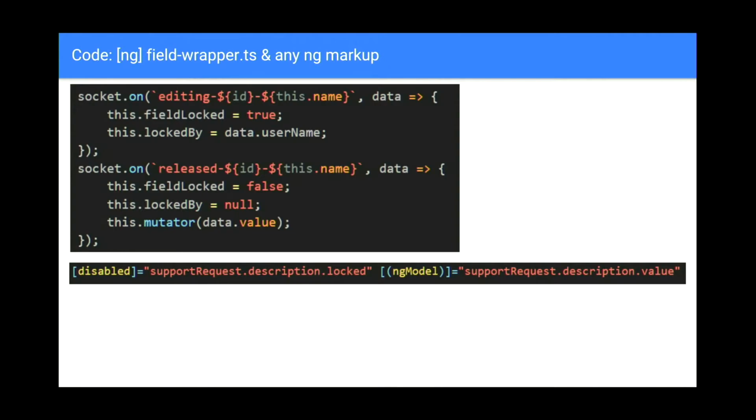So we're using two-way data binding to the value. If you're not familiar with Angular, it has some kind of weird syntax around data binding, but this is two-way data binding, and then this is, I think, one-way data binding. The reason we do two-way data binding here is that we also have to be able to update it if it's not locked, right?